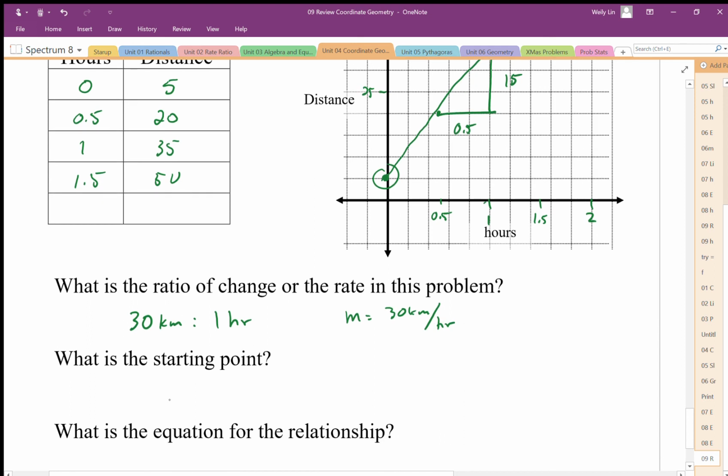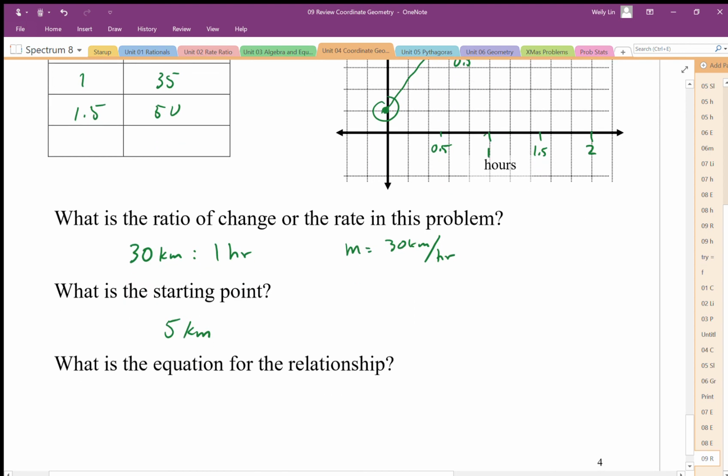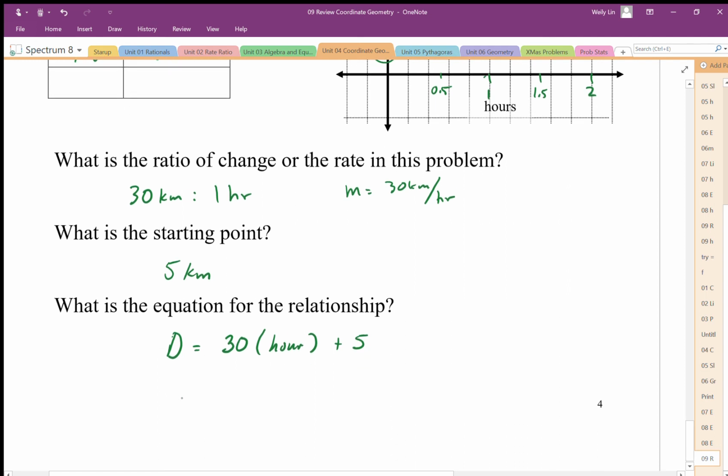The starting point is at 5 kilometers, and based on this starting point and rate, we can write the relationship as the distance is equal to 30 kilometers an hour times the number of hours, starting at 5 kilometers. Okay, or y is equal to 30x plus 5.